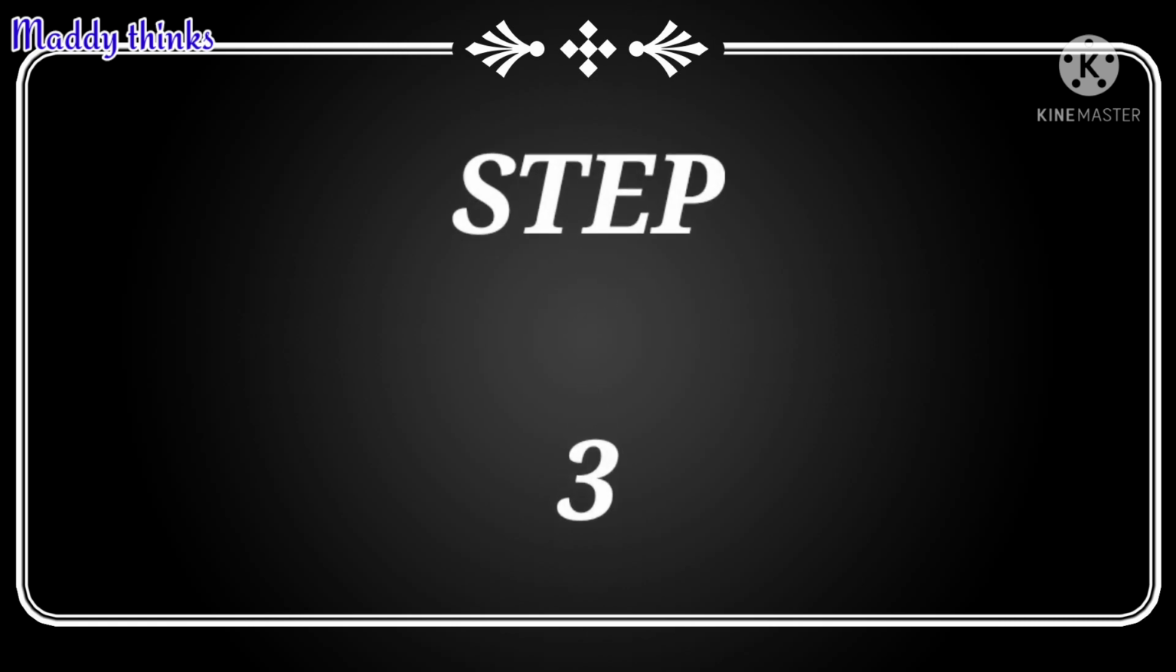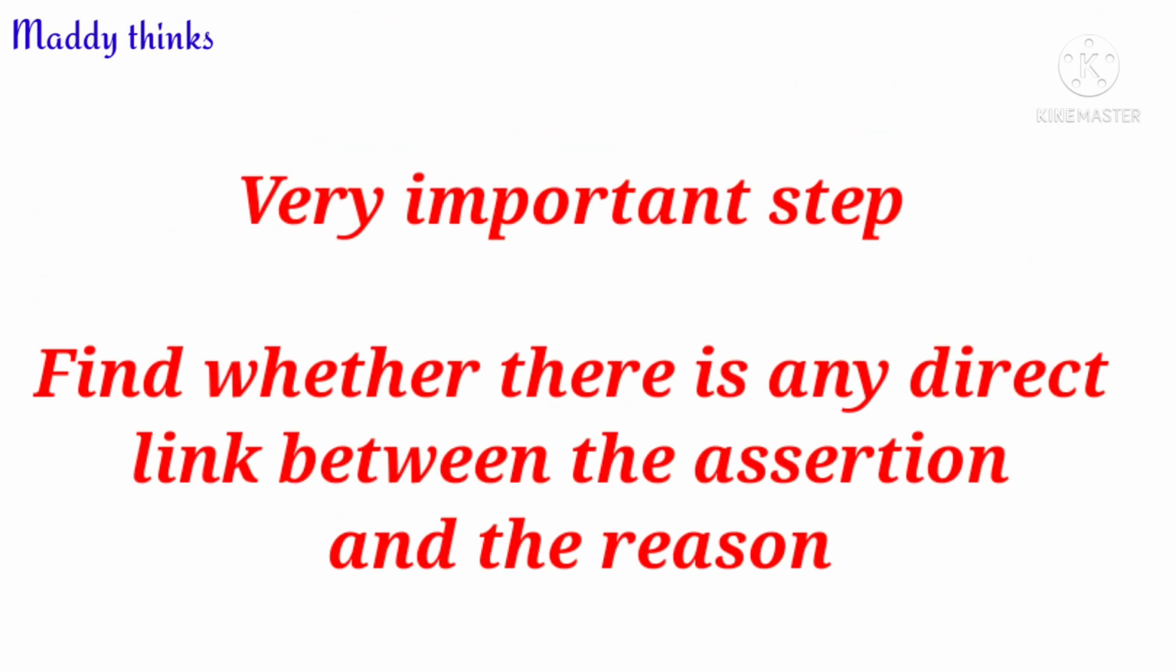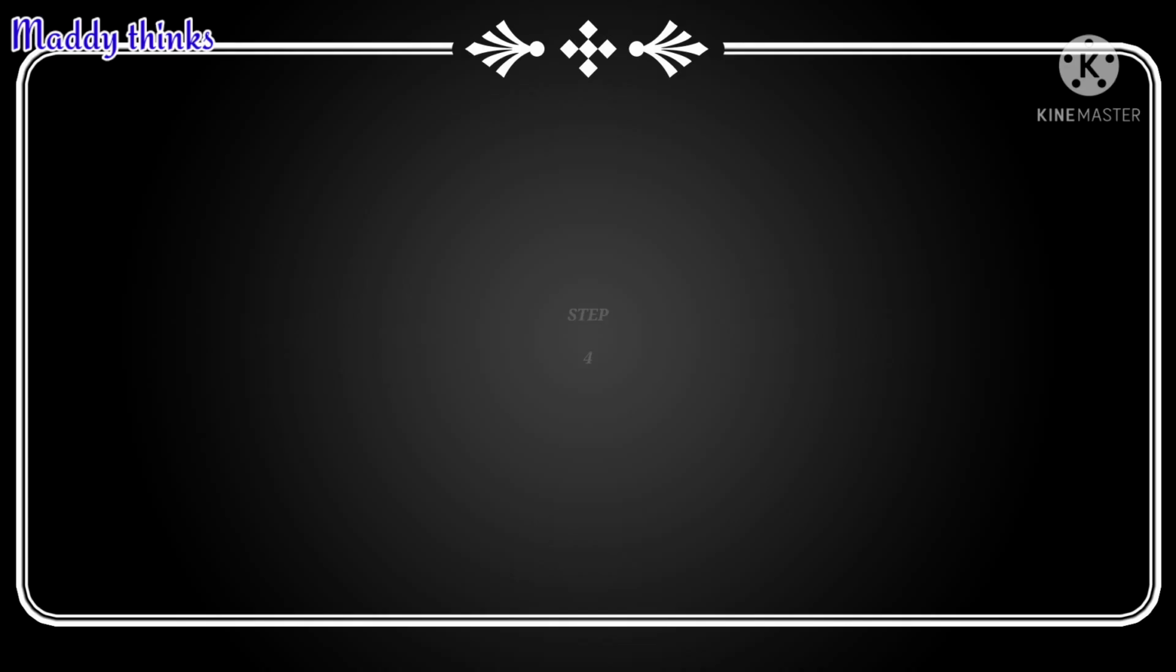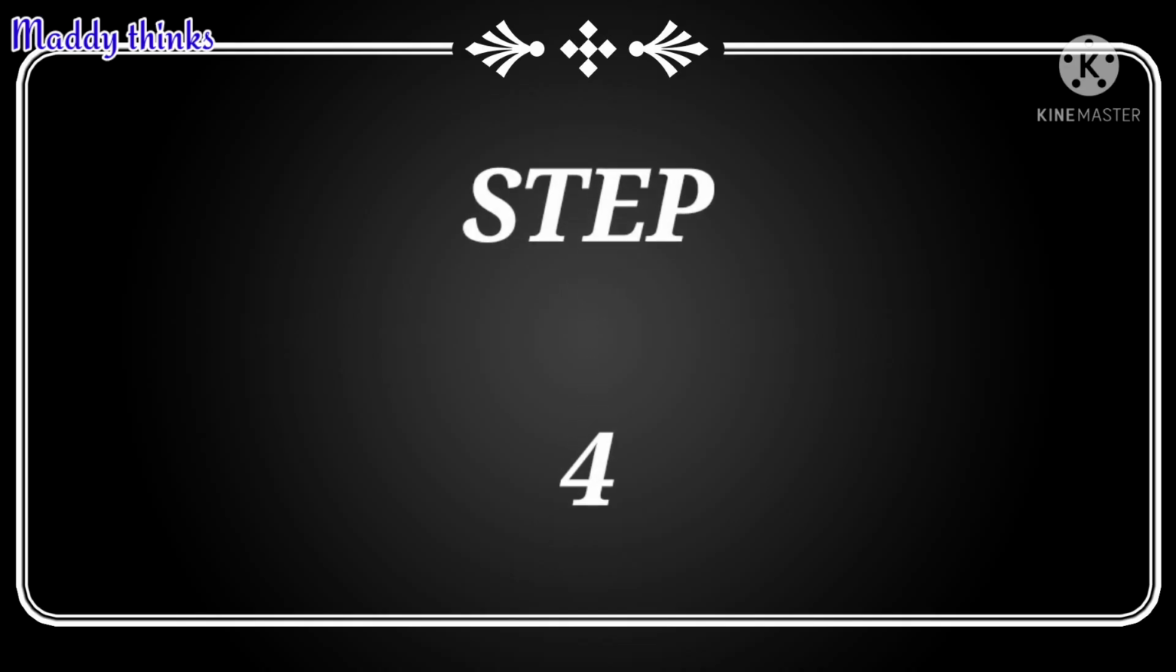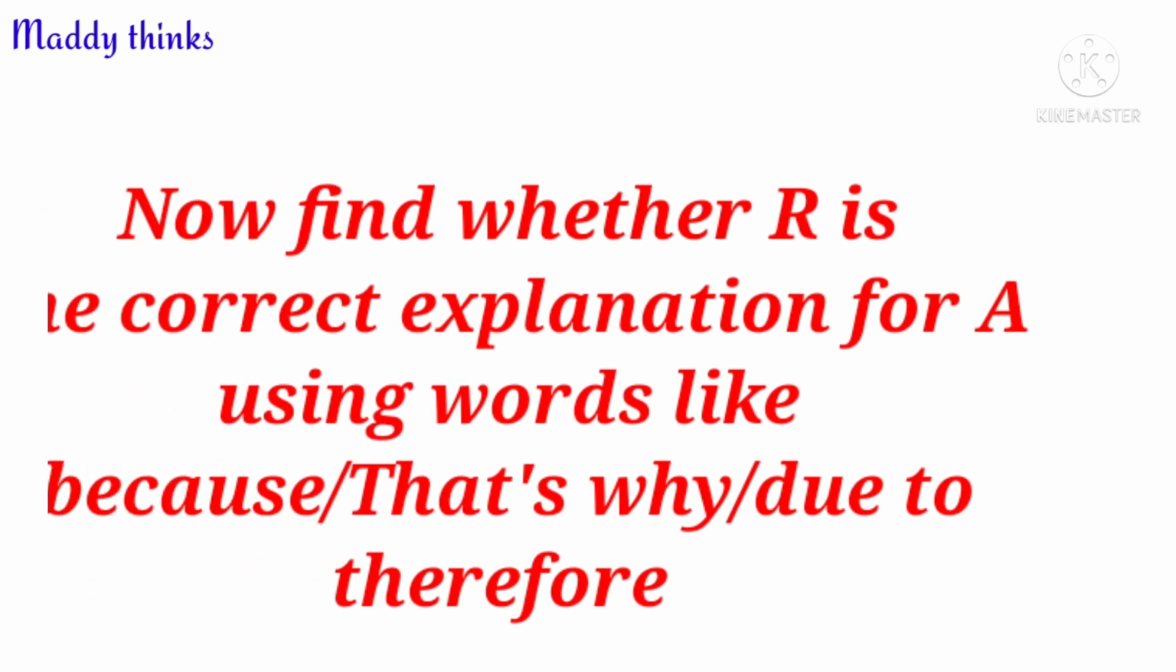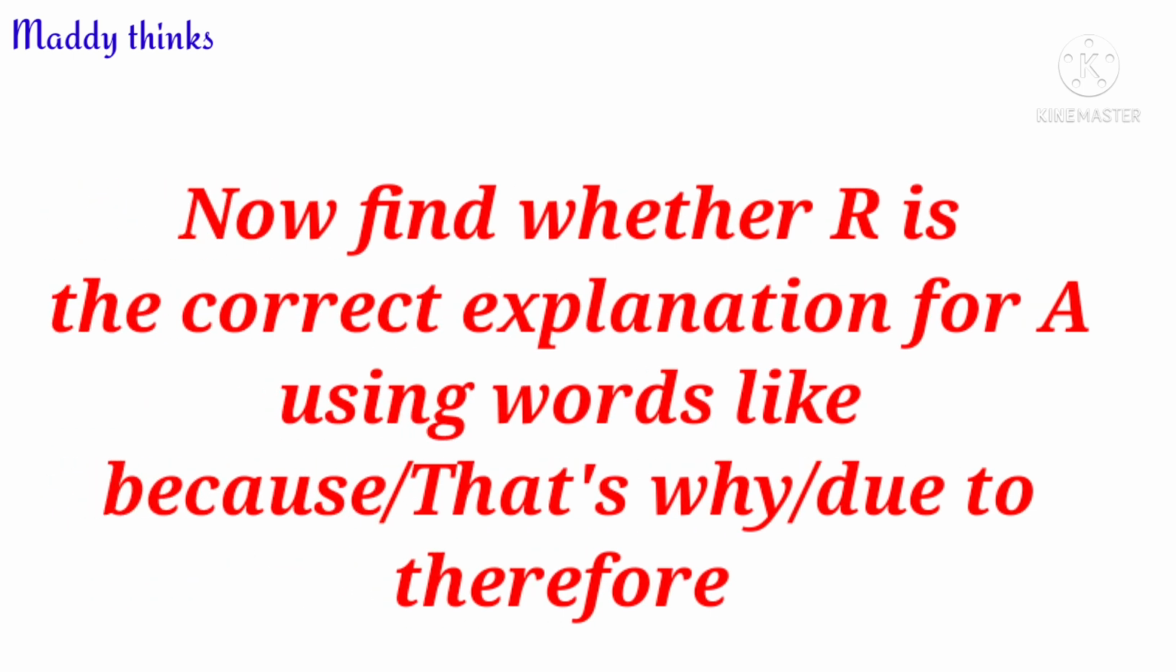Step 3. Very important step. Find whether there is any direct link between the assertion and the reason statements. Step 4. Now find whether the reason is the correct explanation for the assertion using words like because, that's why, due to, and therefore.